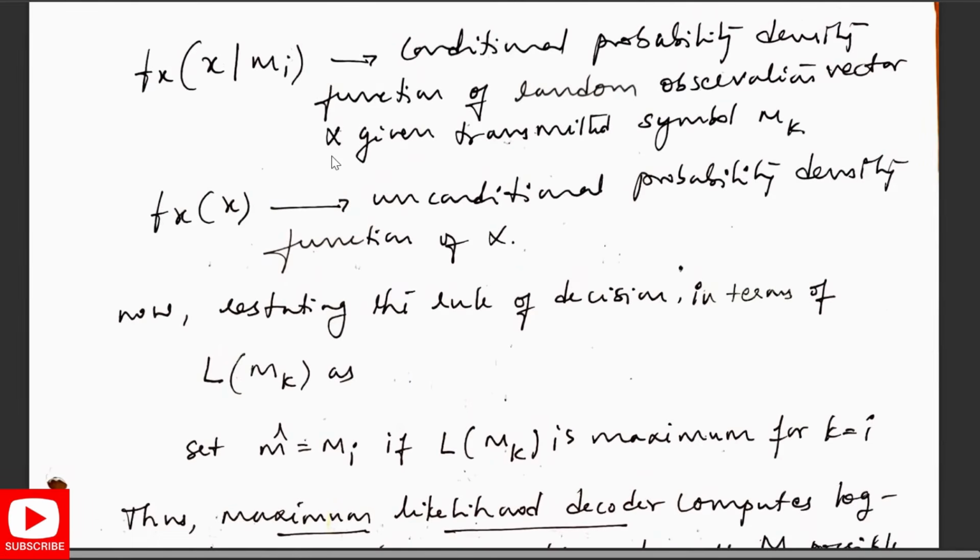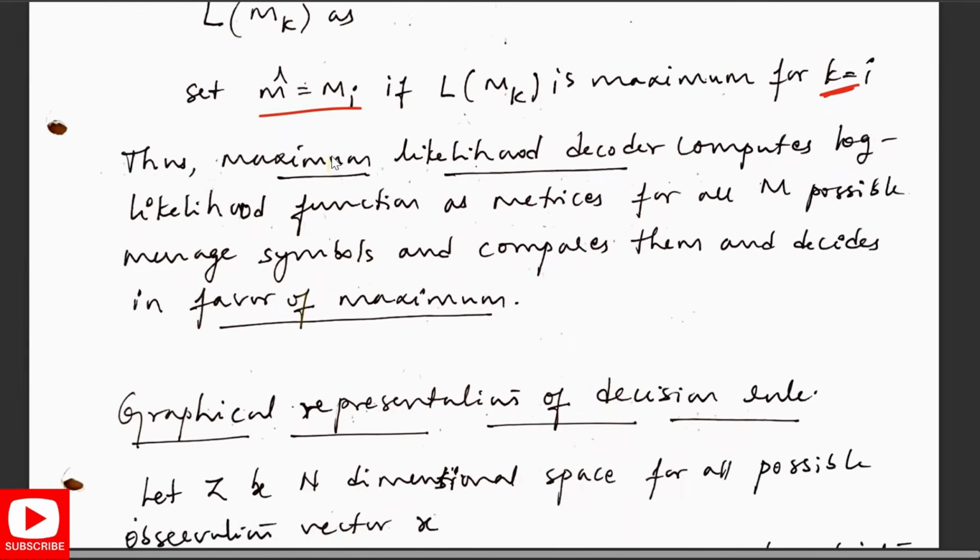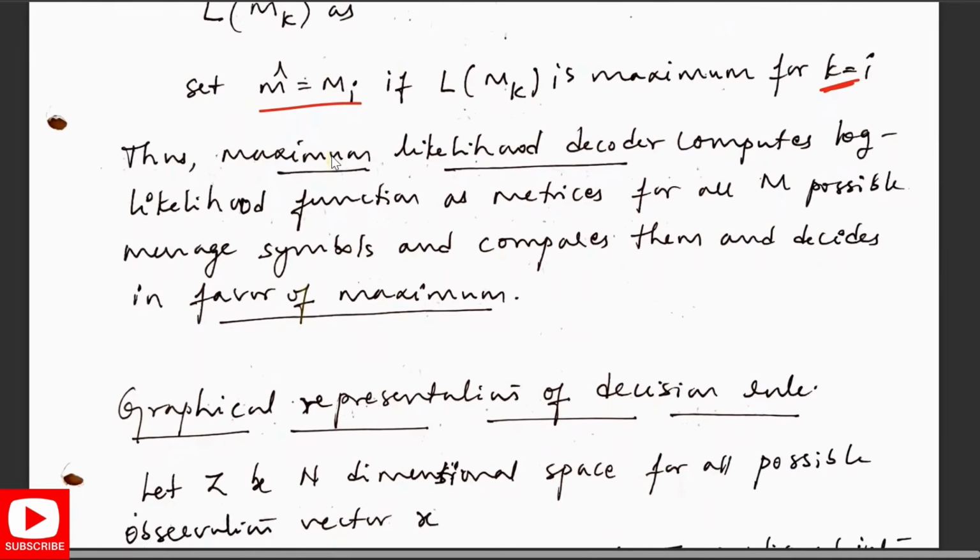It is the conditional probability density function of a random observation vector x given the transmitted symbol m_k. f(x) is the unconditional probability density function of x. Now, if you state the decision making in terms of this, you can write m cap is equal to m_i if it is maximum for k is equal to i. Thus the maximum likelihood decoder computes the log likelihood function as a metric for all the M possible transmitted symbols, compares them, and decides in favor of the maximum.